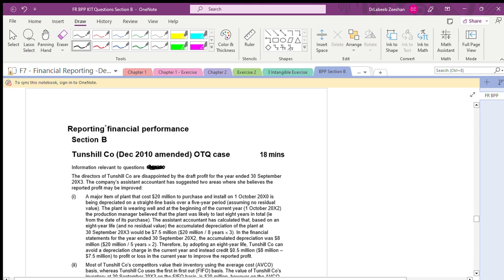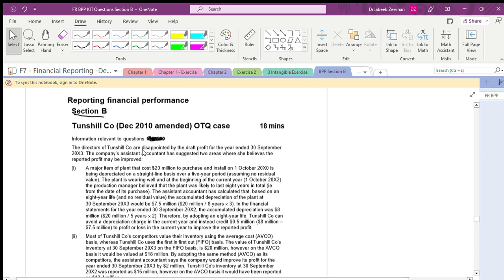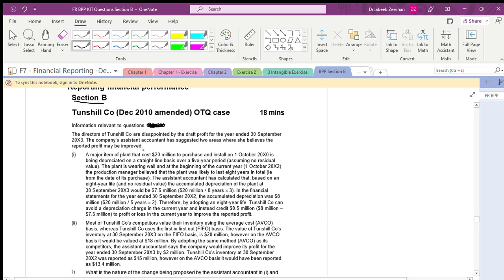Today we are going to cover section B. We have to reach as many people as possible who are aspiring to become ACCAs. Now, this is section B, a scenario-based question. There are two scenarios given, and based on those two scenarios, we have to answer the related questions.